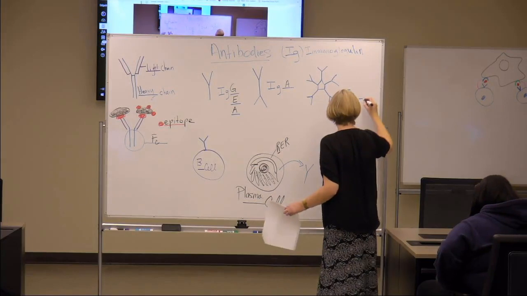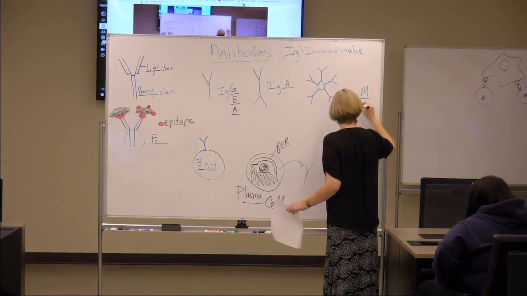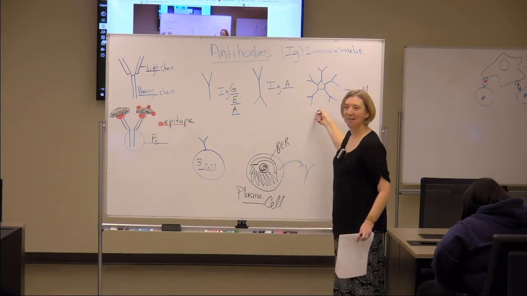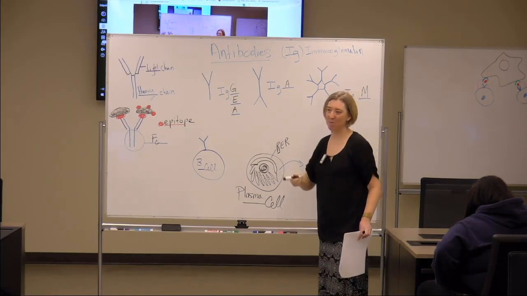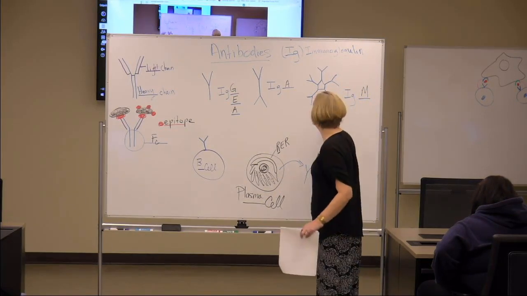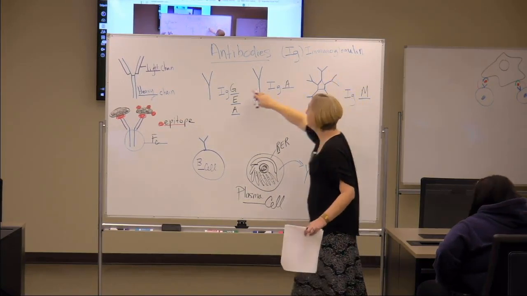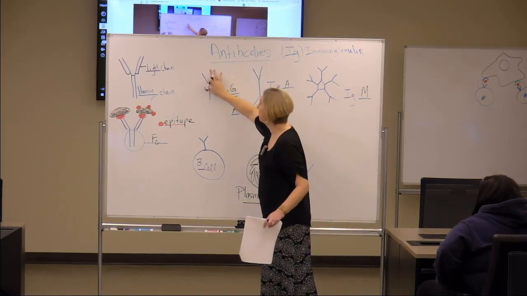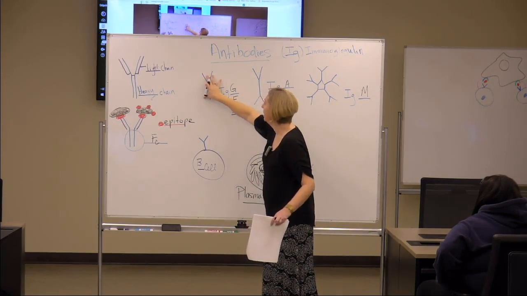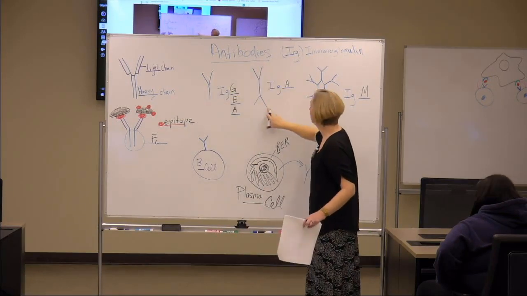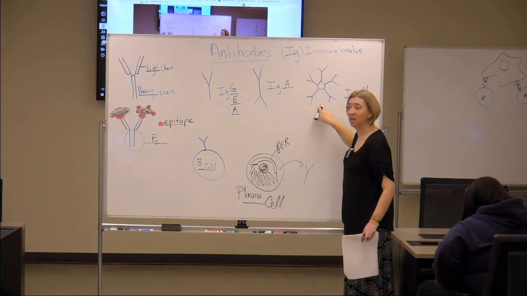M, right? And what was one of the clues that I helped you remember this one? It's mega big. I always remember M for mega big. So this one's huge. It can bind up a lot of antigens. So antigen binding sites wise, 2 for just the standard monomers, 4 here. So therefore, how many here? 10. 10 antigen binding sites.